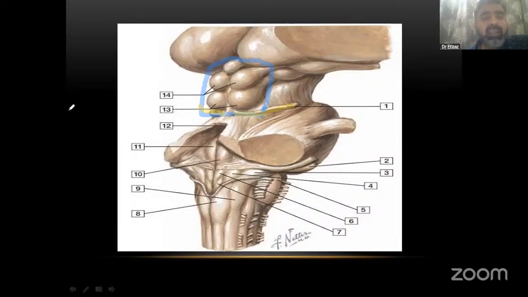But look at here, the superior colliculus has other related structures as well. This is the superior colliculus. That is a band also. You can see this band, and the inferior colliculus also has a band. Look at here. So what is this band?